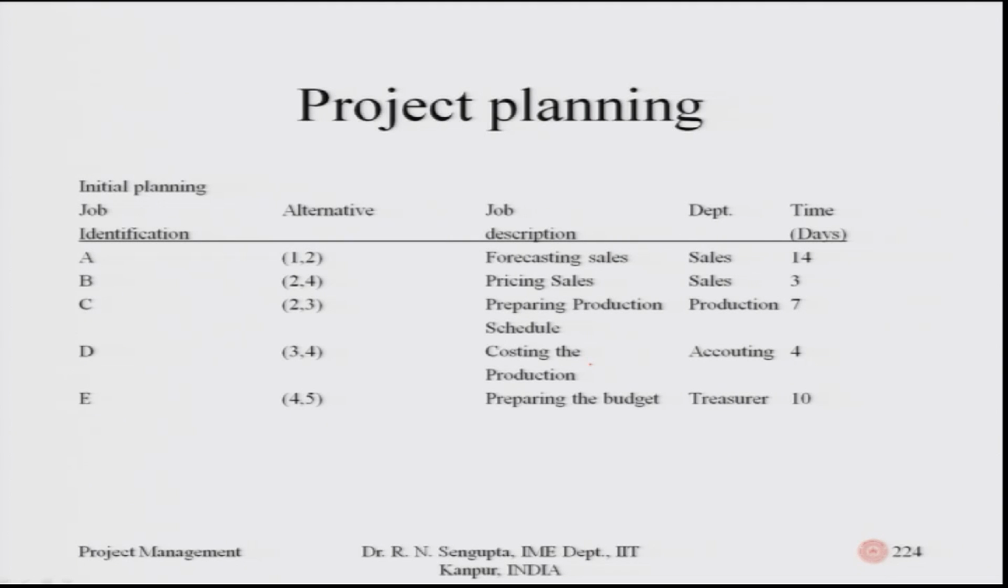Job descriptions are given: forecasting of the sales is for A, pricing of the sales for B, which means you are doing a marketing project for the overall work which you are planning. C can be preparing the production schedule, D can be costing the production, and E is basically preparing the budget. The departments under which they fall are sales, production, accounting, and treasury, and the number of days required for each activity, without the interrelationship, is given as 14 till the value of 10.